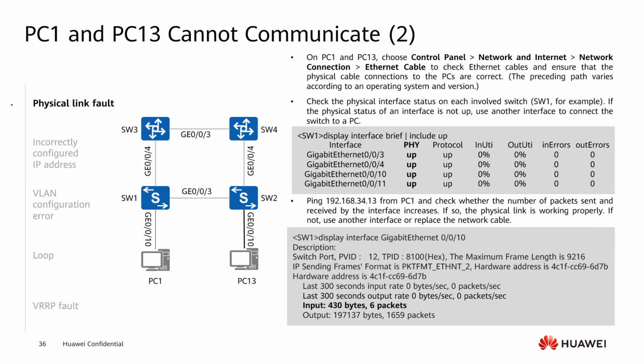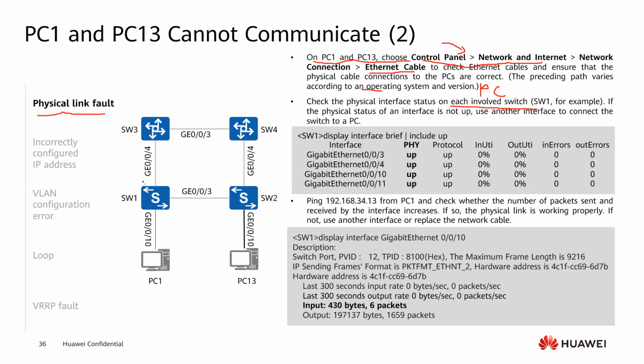Okay, let's see here. First we check whether there is a physical link fault. On PC1 and PC13, we choose Control Panel, Network and Internet, Network Connections, and check the Ethernet cable. This is on our PC because PC1 is a PC. We find it in this path. We check the physical interface status on each involved switch.